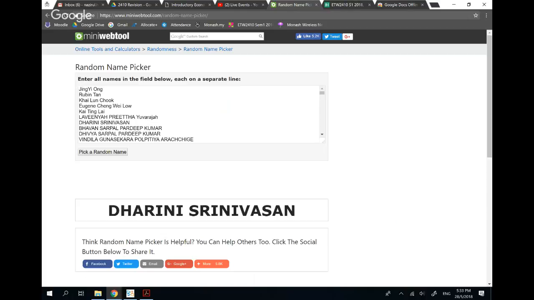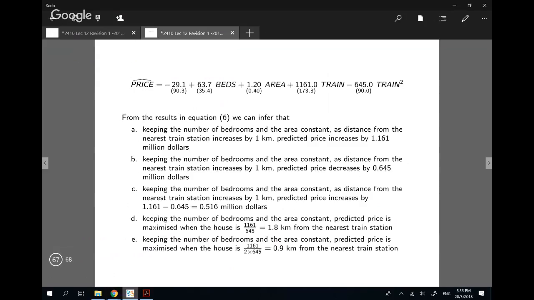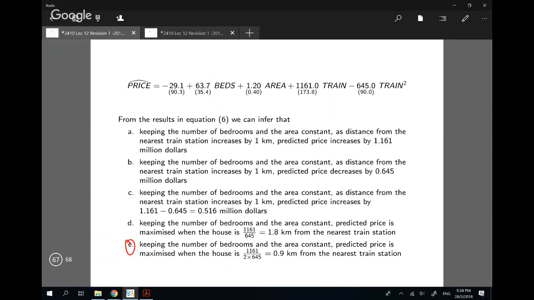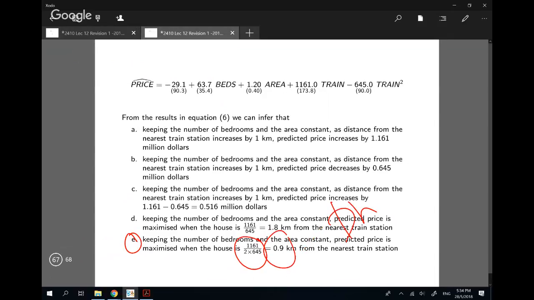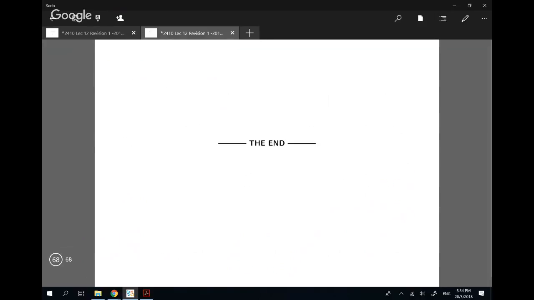Okay. Answer is D. E. Elephant. Keeping the number of bedrooms and area constant, predicted price is maximized when house is 1161, 8.8. Okay, so that's a turning point, correct? Okay, there you go. Yay. All right, so that's the last one. The end.